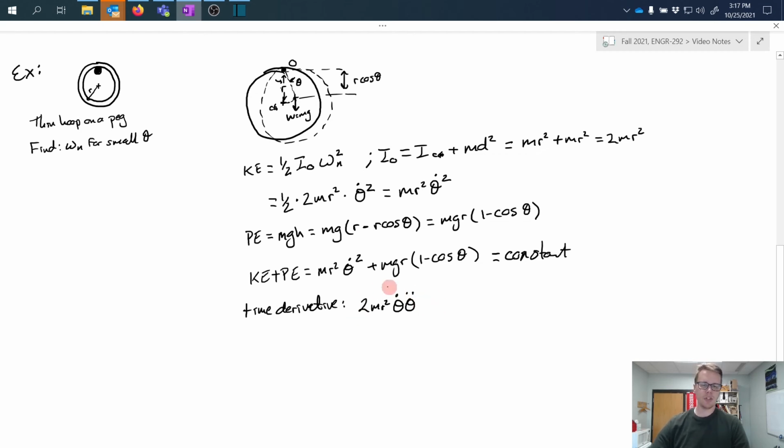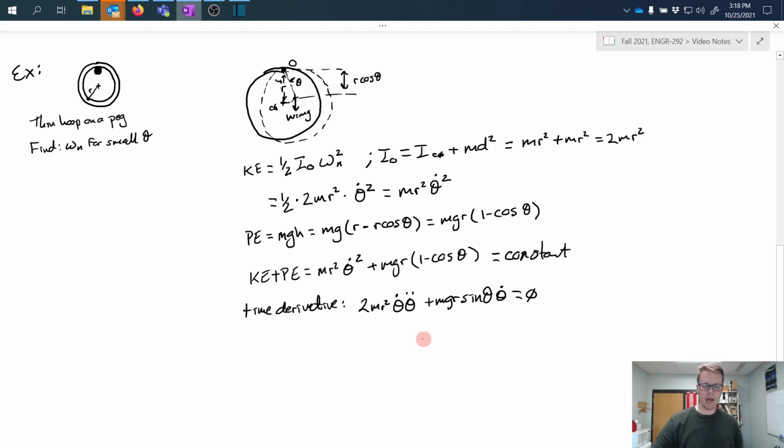And I'm making use of the chain rule again here in order to take the derivative of theta, which is itself a function of t. And I'm going to add on to this mgr, and now the derivative here is sine theta theta dot. Derivative of the constant is 0.